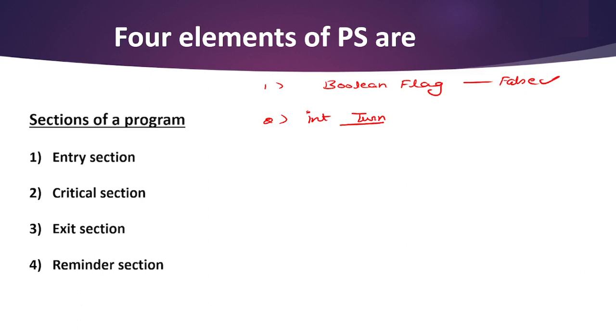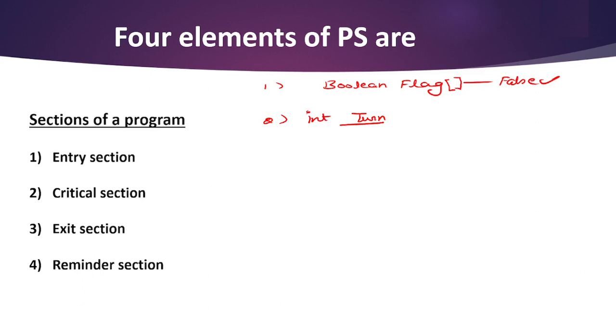First is the Boolean flag, which is initiated to false, and this flag array represents which process wants to enter into the critical section. It is an array, so we use these brackets, which is the symbol of an array. Next is int turn. An integer variable turn indicates the process number. So turn indicates the process number which is ready to enter the critical section.